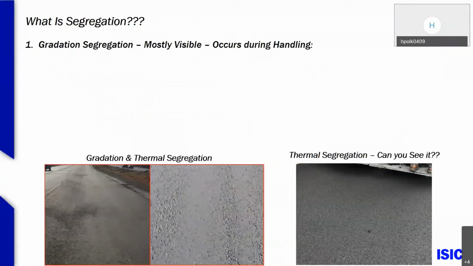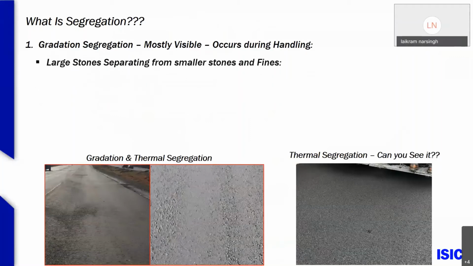So first, let's define segregation. Todd picked on this at the start of his presentation. I'll try to go in a little bit more detail. Gradation segregation, usually mostly visible, occurs during handling. It is where the large stones separate from the smaller stones and the fines. You create a slope face, you allow the larger stones to roll until they hit the object, and then it stops, leaving the fines behind. But as we know, the heat and asphalt is in the fines. So when we have gradation segregation, not only are we separating the larger stones from the fines, we're also separating the asphalt and the heat.